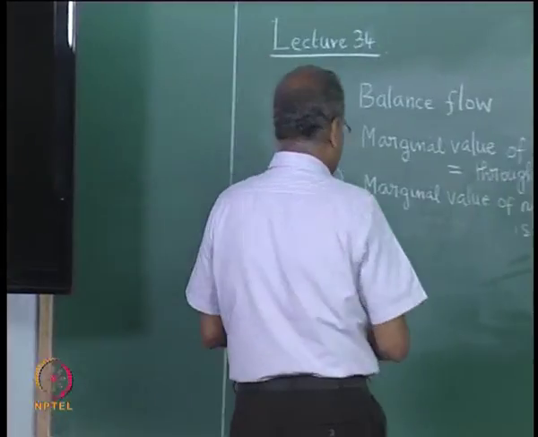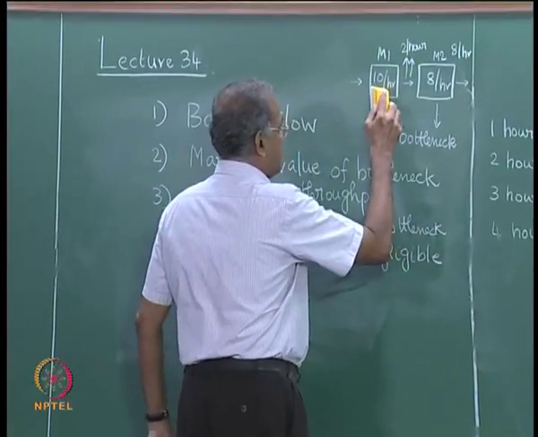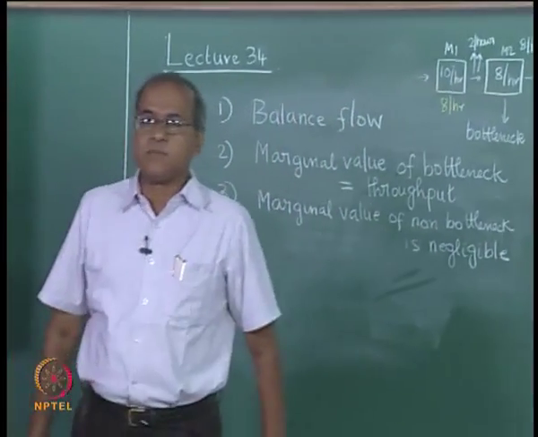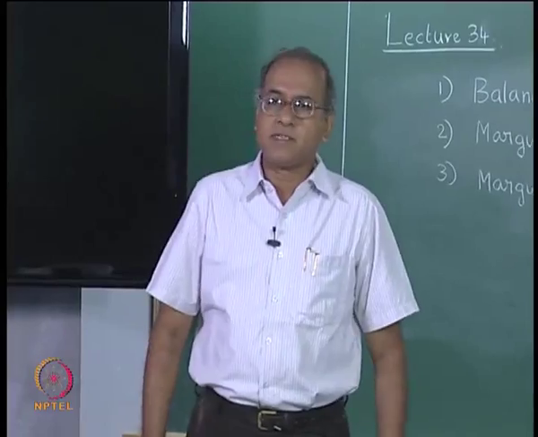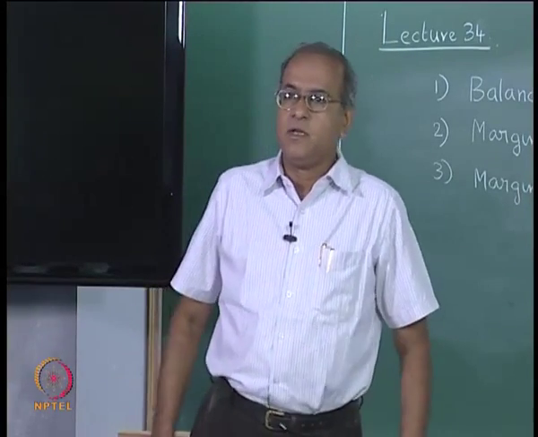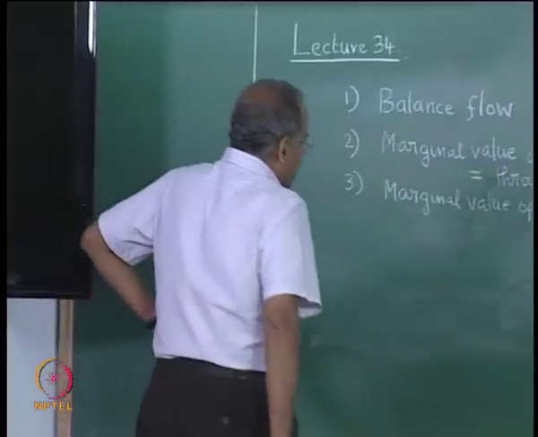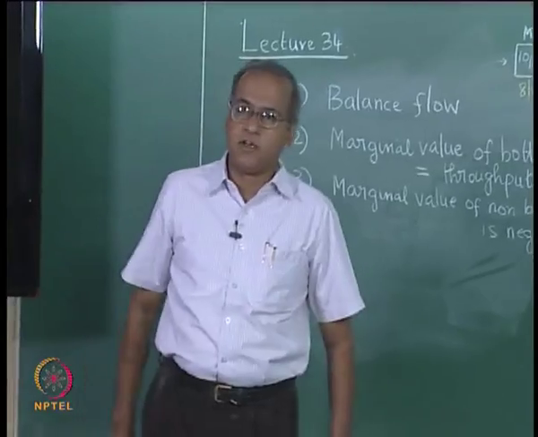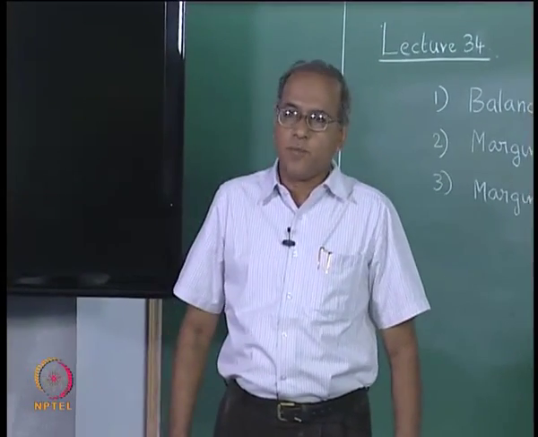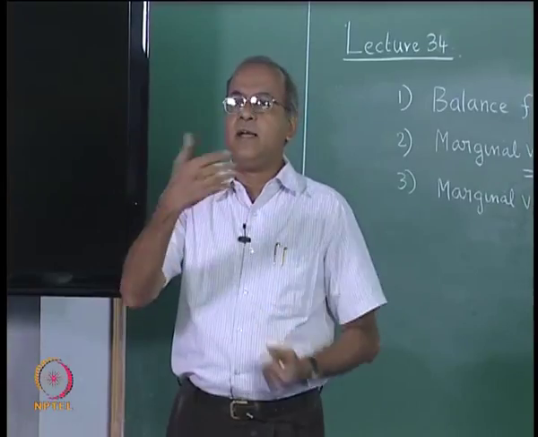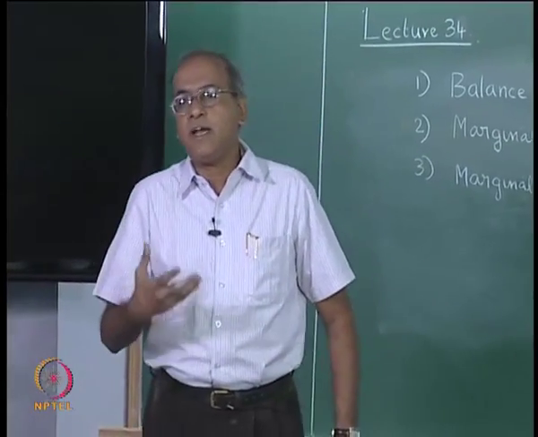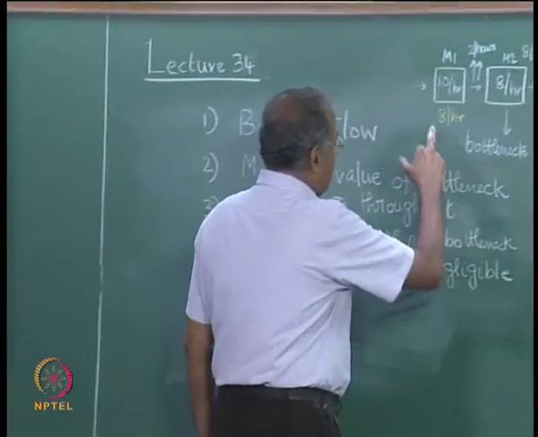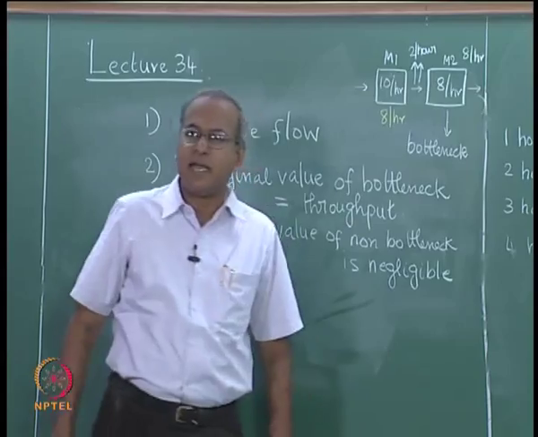Now let us go back and see that I can do something to increase. This is at 8 per hour, this is at 10 per hour. Now I want to do something, spend money to increase the capacity of the first machine. So if I spend some money to increase the capacity of the first machine from 10 per hour to 11 per hour, say, now what happens to the throughput? The throughput still remains at 8 per hour. So I will not be able to sell more. I would still be able to sell the minimum of 11 and 8, which is 8.